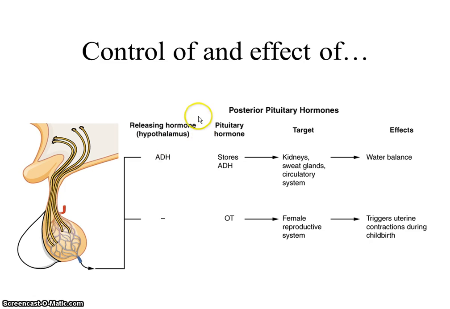Right? So once it's made, so stored again in the posterior pituitary, the ADH will target kidneys, sweat glands, circulatory system, right, in general, and this is devoted to water balance. Okay, oxytocin is going to target really the female reproductive system, so it has negligible effects in males, though there's more we're discovering about what oxytocin does still, but for now we're going to stick to what we really do know and know well. And we're going to come back to the effects of oxytocin later on in the semester.